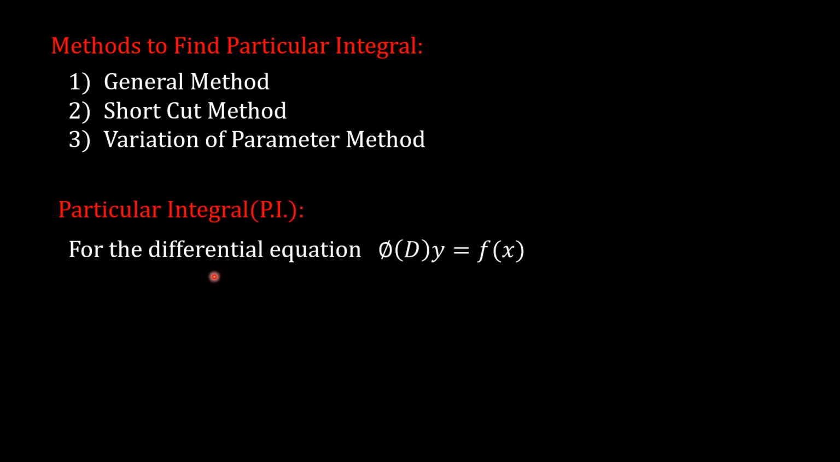For the given non-homogeneous differential equation, phi of D of y equal to f of x, if we operate the operator 1 upon phi of D on both the sides, then on the left hand side we will be left with y, which is the particular integral, and on the right hand side we will be getting 1 upon phi of D of f of x. So the particular integral is equal to 1 upon phi of D of f of x. This is the general formula for the particular integral.